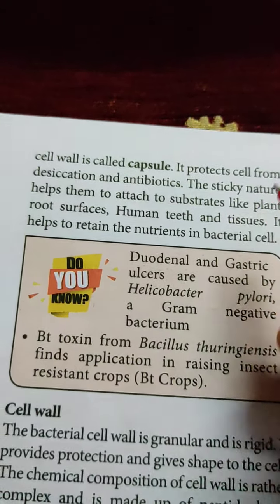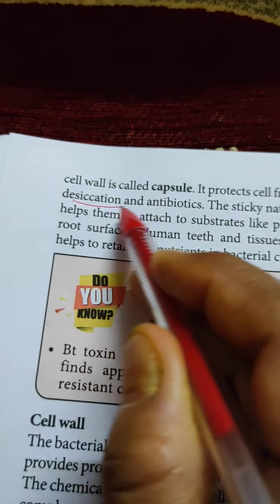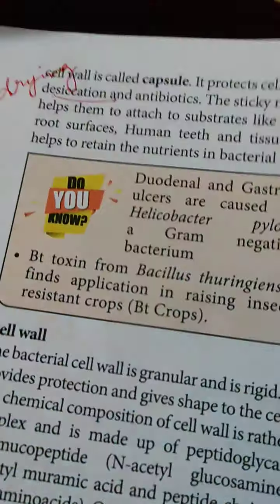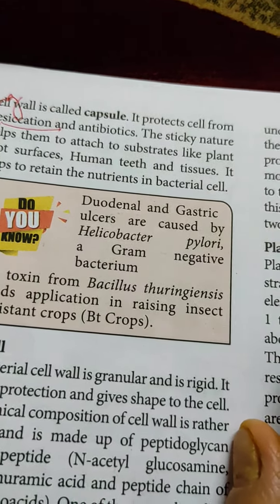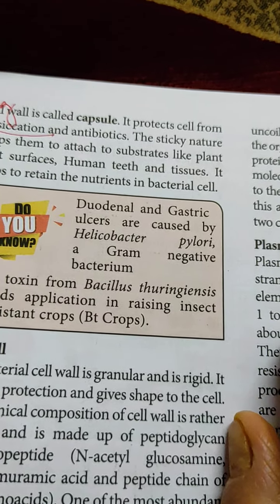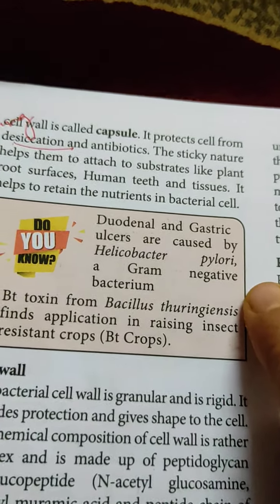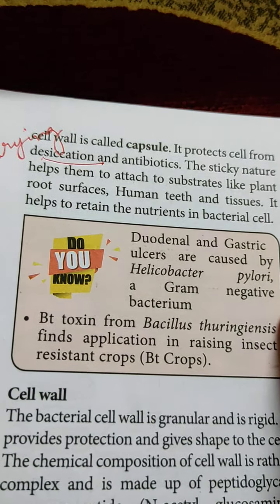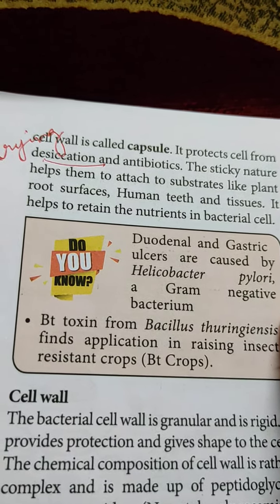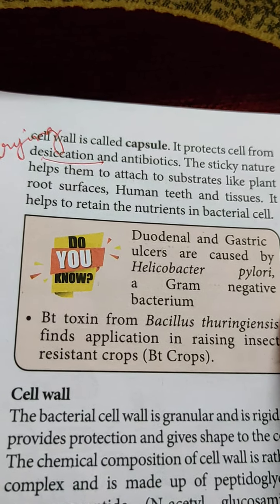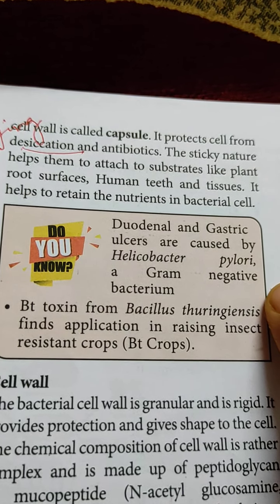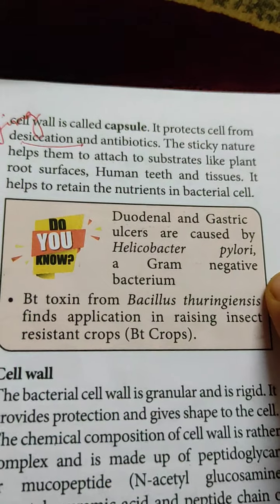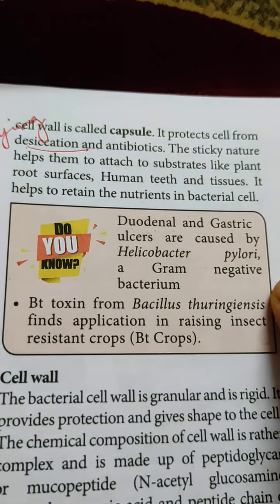It protects the cell from 2 different things: from desiccation, which is nothing but drying, and from antibiotics. That means they cannot be killed by applying antibiotics. If we suffer from certain bacteria which have the glycocalyx, they cannot be killed by antibiotics. The sticky nature of the glycocalyx helps them attach to substrates like plant root surfaces, human teeth, and tissues. It helps to retain the nutrients in the bacterial cell. This capsule is helping to retain the nutrients in the bacterial cell.